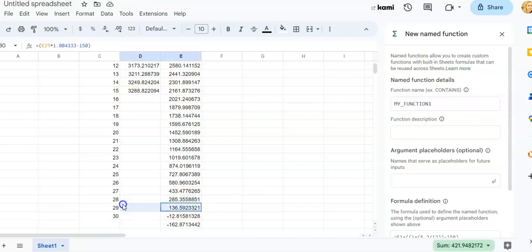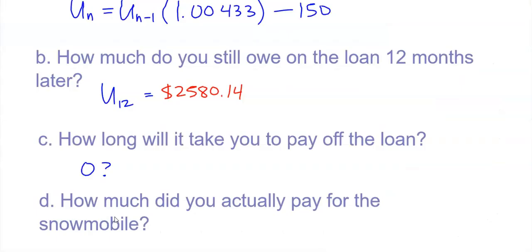So typically if you actually take out a loan, they're just going to make your last payment less. So you were down to $136.59. So they're going to make your last payment be that instead of the $150 that it actually was. So I would say it actually takes 30 months. You weren't quite done after 29. It took 30 months.